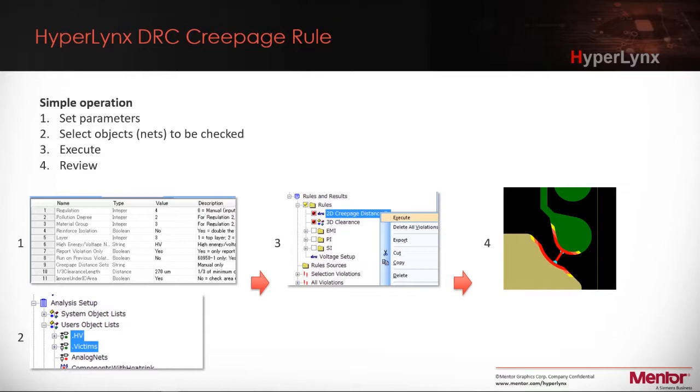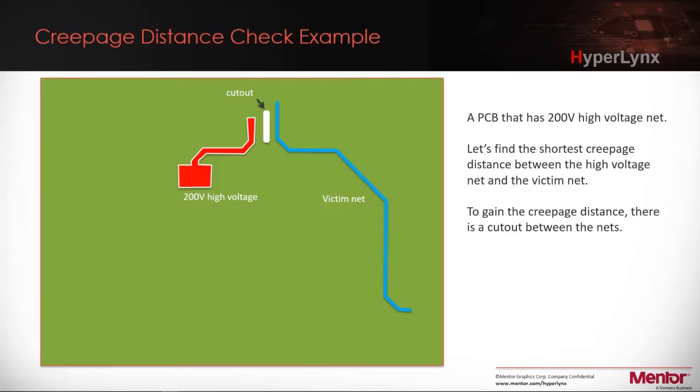First, we will select the parameters, for example, what environment or pollution degree our PCB is in. Then, we will create net groups to select which nets we want to check in our layout. We'll call these object lists. And then we select a button for executing the rule and simply review the results. It's very easy to do. Now let's see a real example.